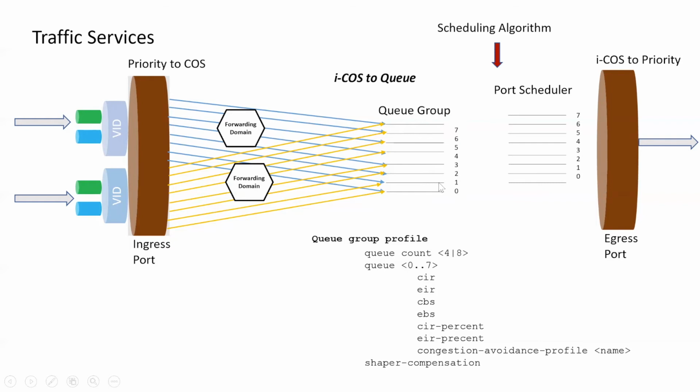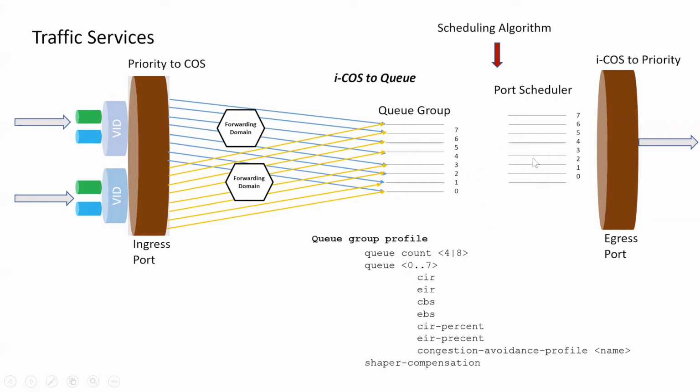Now, each queue will have its own CIR and EIR. Each queue in the queue group will have a congestion avoidance profile. And we also have shaper compensation that's applied to the queue group as a whole. So we're going to do, kind of the way that we did policing on ingress, policing and shaping on egress too. I'm going to explain a little bit more about that.